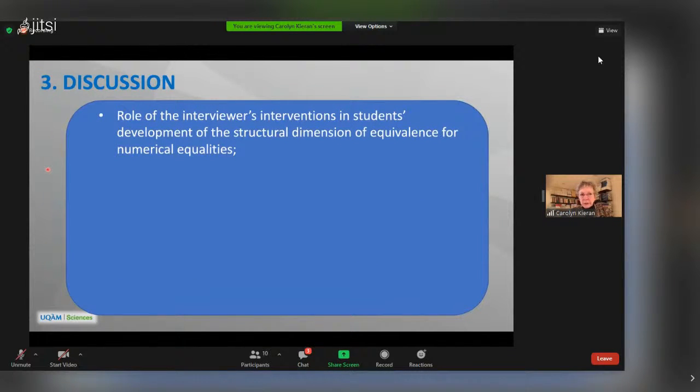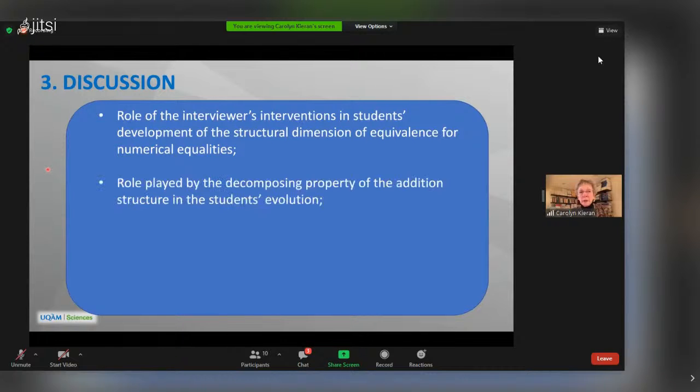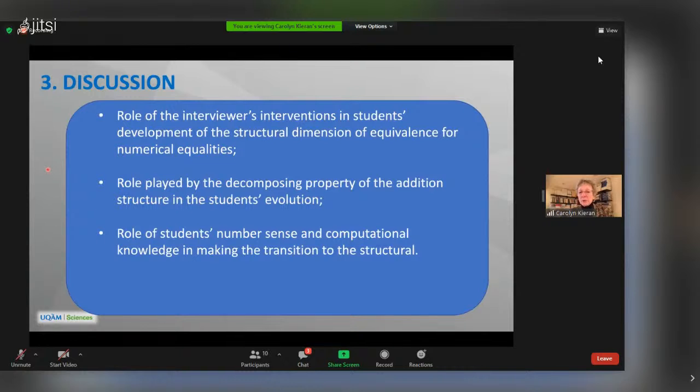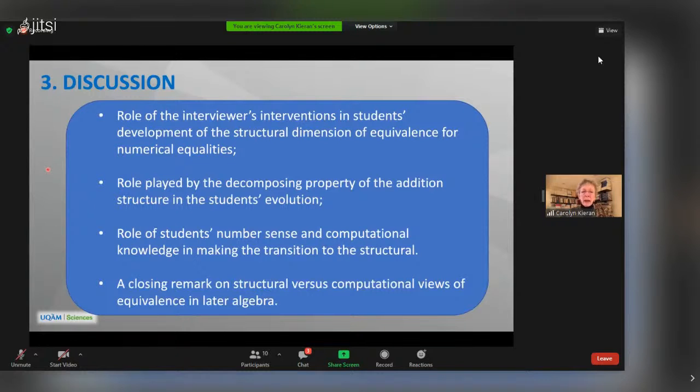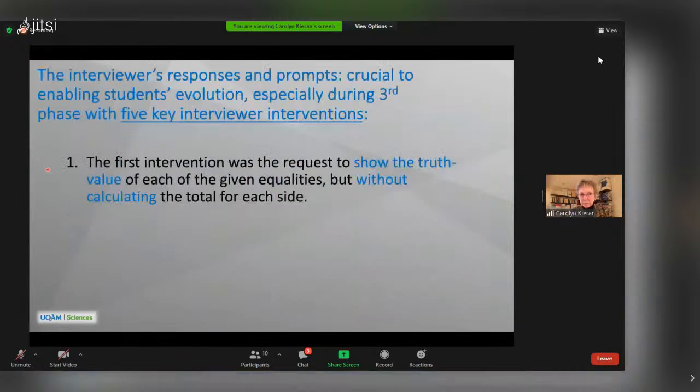Now we move to the discussion, where we look first at the role of the interviewer's interventions in the students' development of the structural dimension of equivalence for numerical equalities, the role played by the decomposing property, the role of students' number sense, and a closing remark on structural versus computational views of equivalence in later high school algebra.